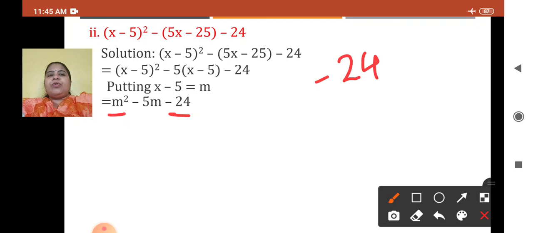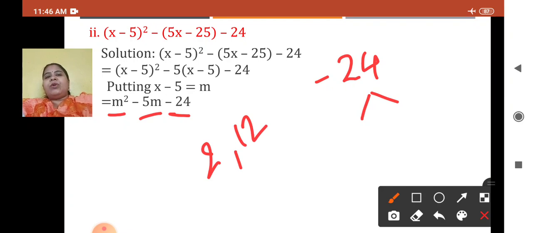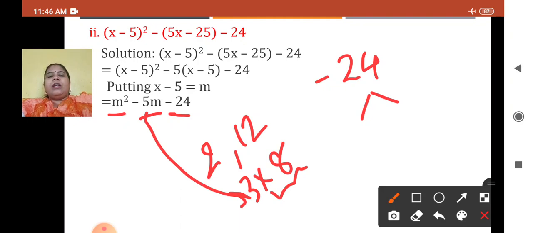So minus 24 can be factorized as which two numbers, so that I get this minus 5? Okay, so think about it. Yes, 24 can be divided by 2, 2 into 12. Yes, one of the factors is 2 comma 12. But 2 and 12 is not going to give me this 5. Let us think about the next factor. 3 into 8. Is the difference between them 5? Yes. So it means that the possible factors are 3 and 8.